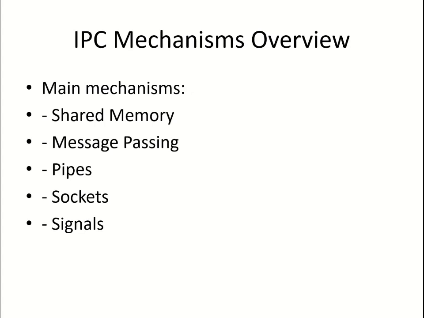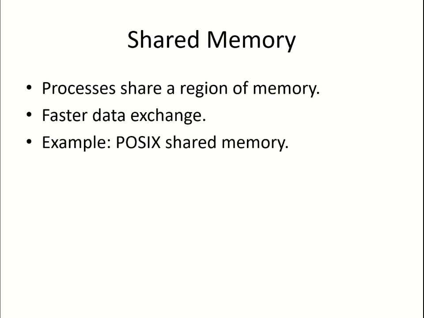Next, IPC mechanism overview. Main mechanisms: shared memory, message passing, pipes, sockets, and signals. These are the inter-process communication mechanisms overview. First, shared memory. The processes share a region of memory, allowing faster data exchange. Example, POSIX shared memory.